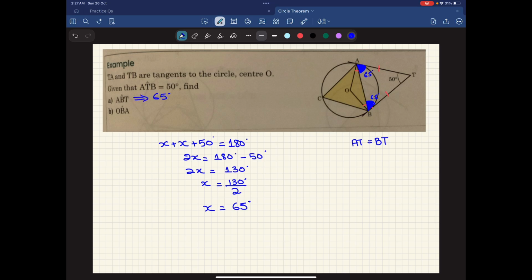Next, they're asking to find angle OBA. OBA, this angle. Okay, let's color this angle. So they want us to find this peach pink type angle. Now we know that the angle between a radius and a tangent is 90 degrees, right? So both of these angles should sum up to 90. And we know that this is 65. So out of 90, this is 65. So what is this angle going to be?